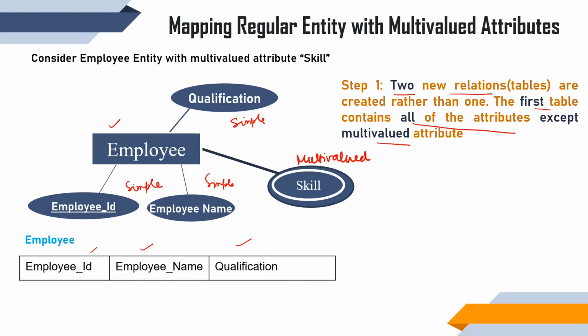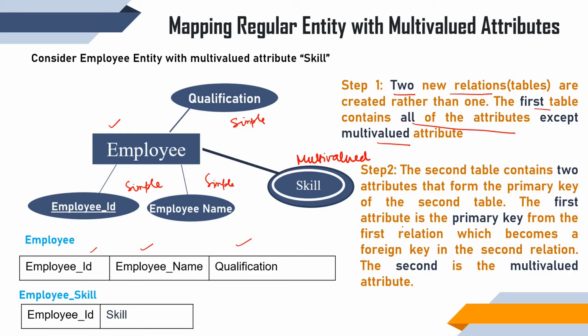And step 2 suggests that the second table contains 2 attributes. It must have 2 attributes, and those 2 attributes form the primary key of the second table. The first attribute should be the primary key of the first relation, means employee ID, as in this case. And this from the first relation becomes a foreign key in the second relation. And the second is the multi-valued attribute. Taken together, employee ID and skill will form the primary key of this particular employee skill table. Understood? So these 2 make up the primary key of the second table.